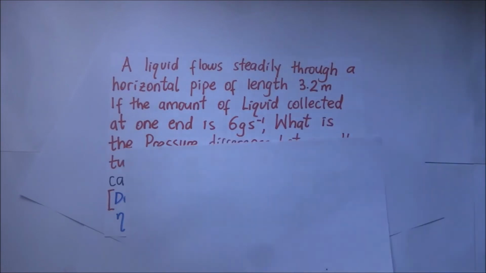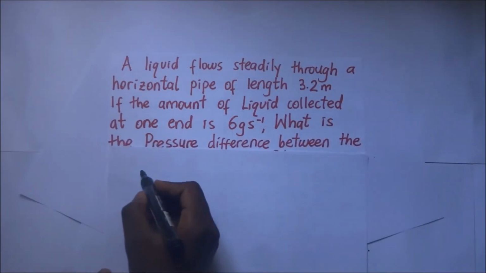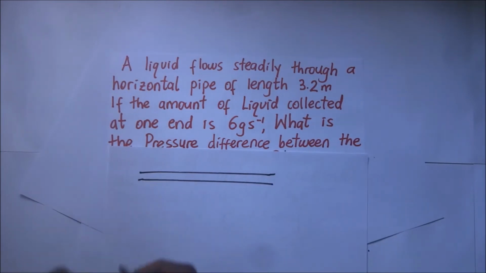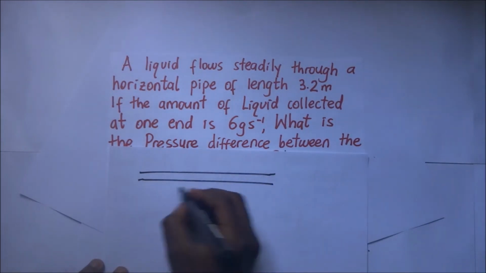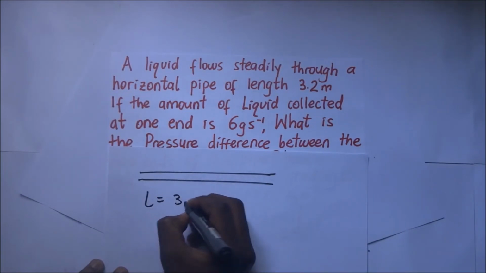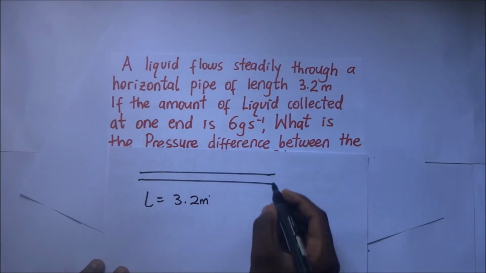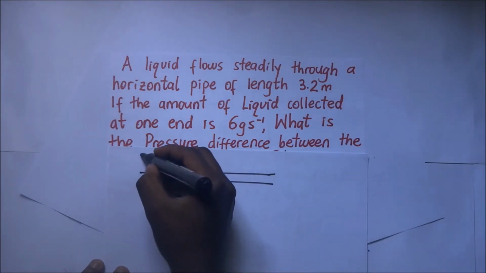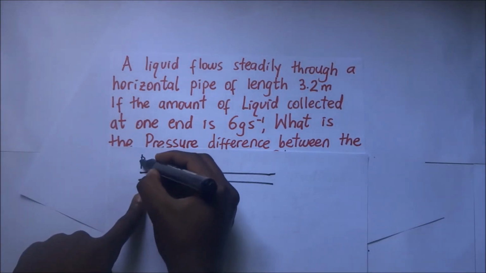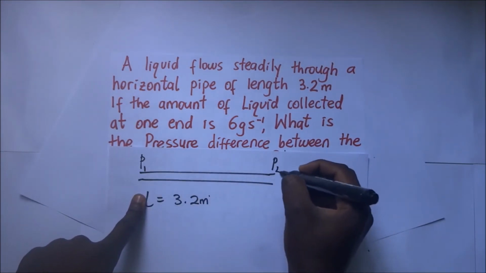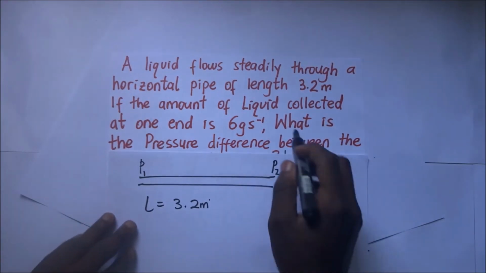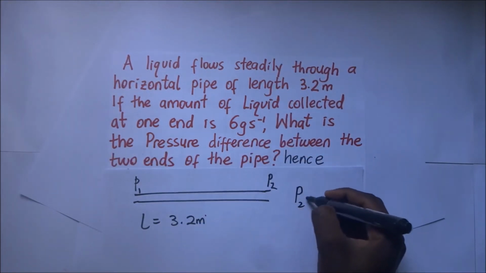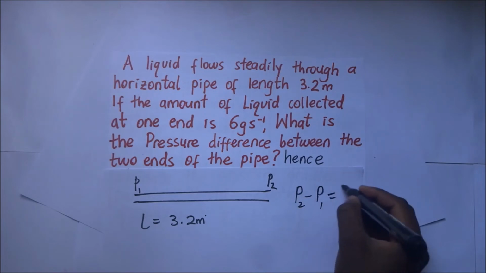Let's draw that pipe. So this is the pipe we are talking about. This pipe has a horizontal length, so the length of this pipe is 3.2 meters. And at one end, let's say there is this end and there is that end. At this end there is a pressure, and at that end also there is a pressure. The question is asking us to find the pressure difference between the two ends of the pipe. What is P2 minus P1 equal to?